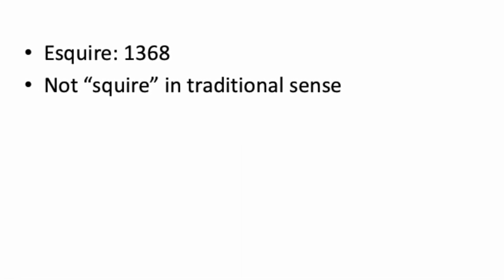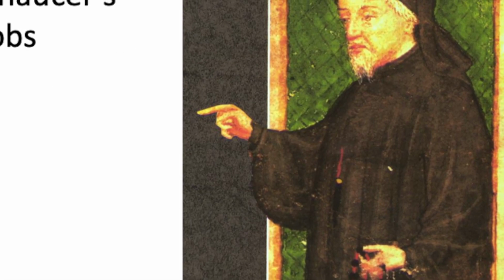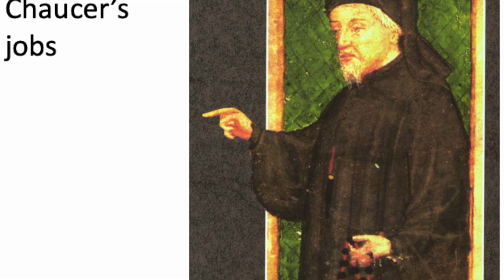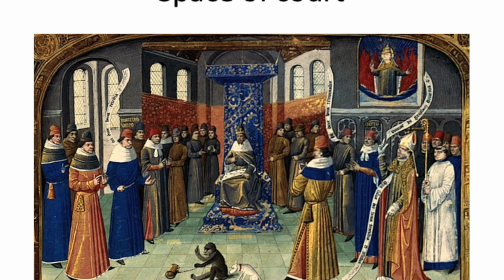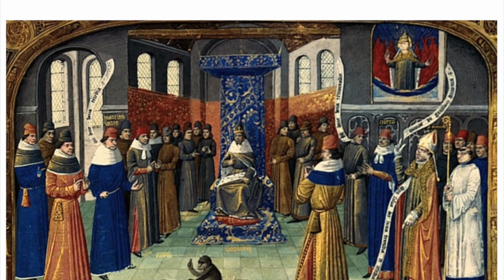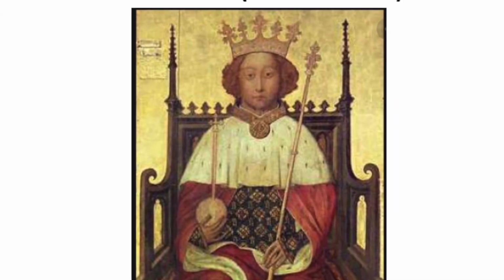He achieved that status through jobs that he had, and Chaucer had a lot of jobs. Some of those jobs took him into the court. As a boy, he was a page in the household of a countess, and later he became a courtier. He was a member, that is, of the court of the king at the time, Richard II.